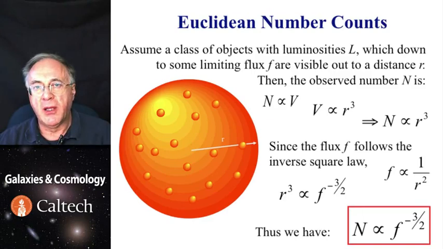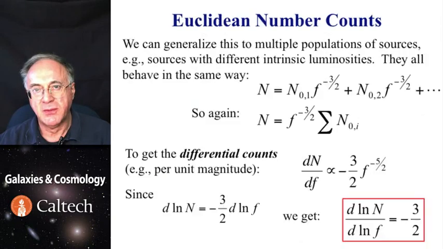Now assume non-expanding simple Euclidean space populated uniformly with some kind of sources. Their number will increase as the cube of the distance, but the fluxes will decrease as the inverse square of the distance. Thus, the number will scale as flux to the -3/2 power. And that is what we call Euclidean source counts.